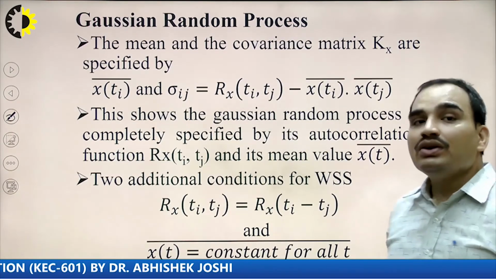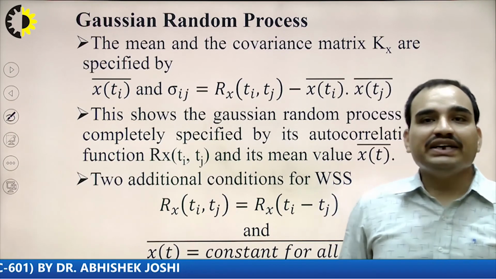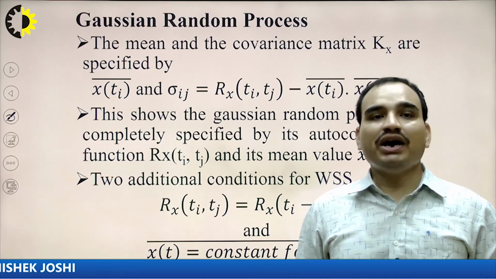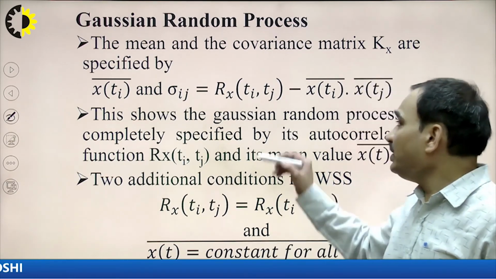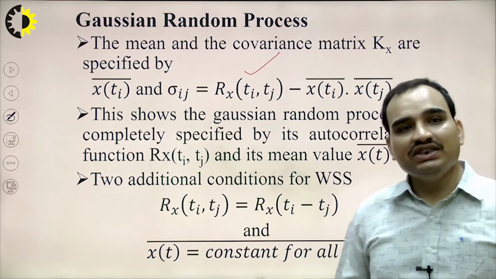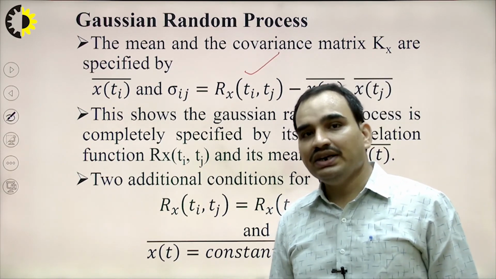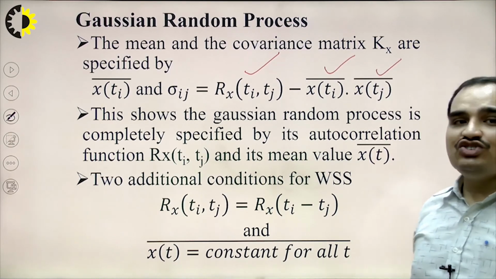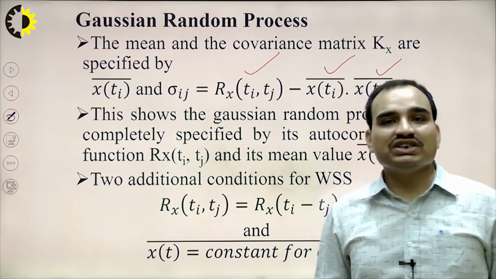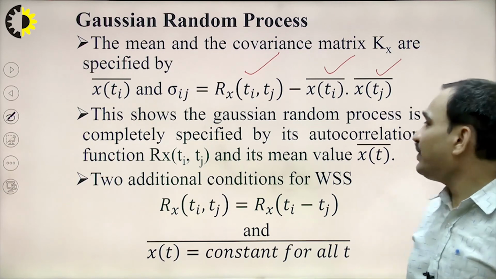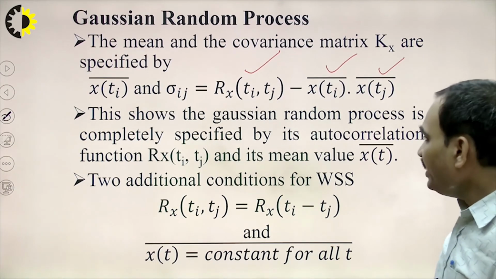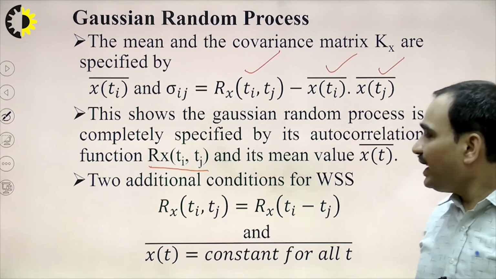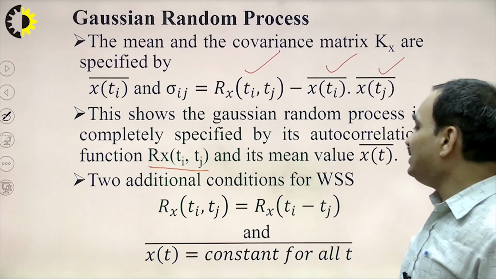The mean and the covariance matrix Kx are specified by X(ti) and sigma ij, that is the autocorrelation function Rx(ti, tj) minus X(ti) times X(tj). This shows the Gaussian random process is completely specified by its autocorrelation function Rx(ti, tj) and its mean value X(t) bar.